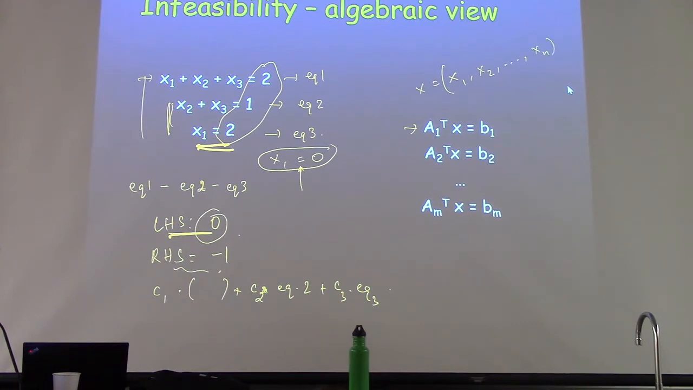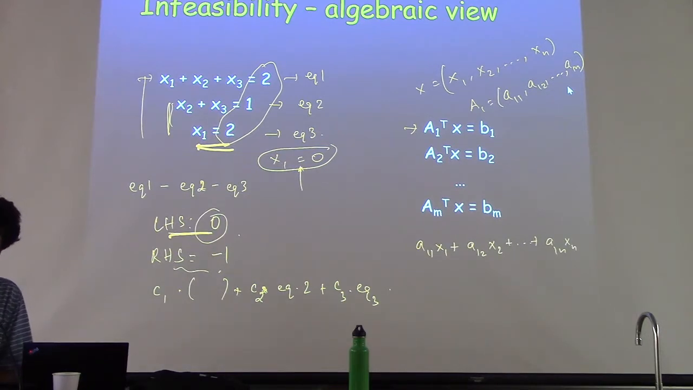To Xn. And A1, think of it as some constants A11, A12, ..., A1n. And A1 transpose X is just A11 X1 plus A12 X2 and so on. So this is just a general linear system with m constraints and n variables. Now here also you could ask the same thing, right?